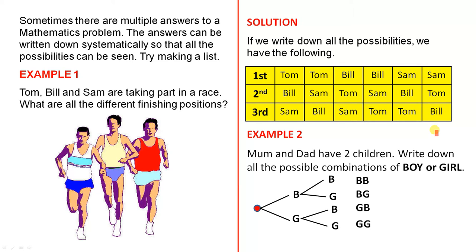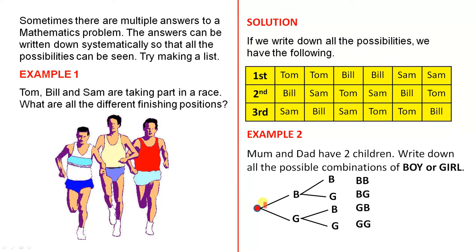Example 2. Mum and Dad have 2 children. Write down all the possible combinations of boy or girl. Well, for the first child, it can be a boy or a girl. If the first child is a boy, then the second child can be a boy or a girl. However, if the first child is a girl, the second child can also be a boy or a girl. So here are all the possibilities.